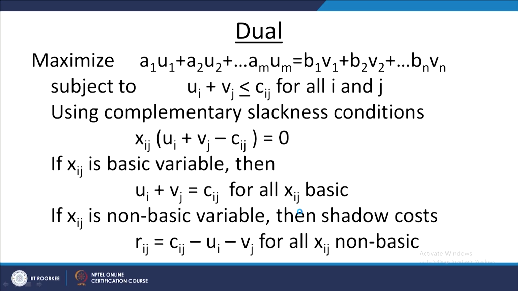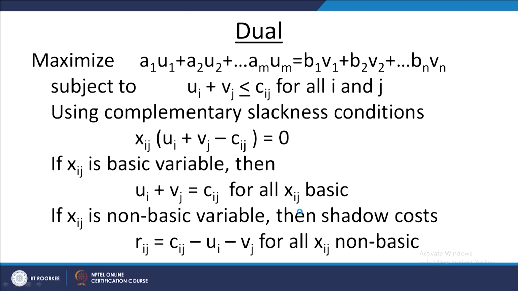Now, the dual of this transportation problem can also be written as maximize A1 U1 plus A2 U2 plus Am Um, which is equal to B1 V1 plus B2 V2 plus Bn Vn, subject to Ui plus Vj less than or equal to Cij for all i and j. Using the complementary slackness conditions, the product of xij and ui plus vj minus cij is equal to 0.